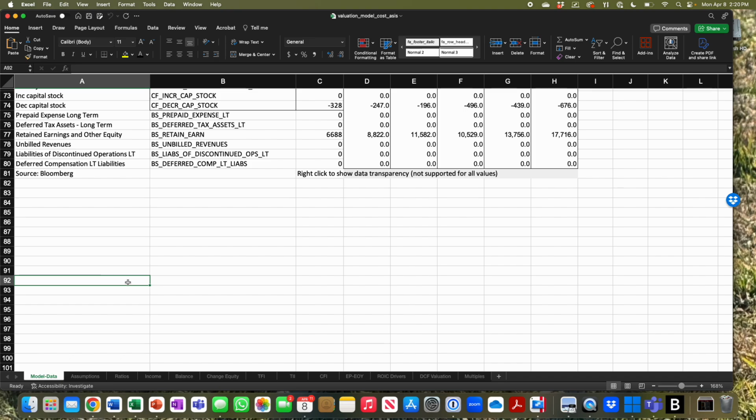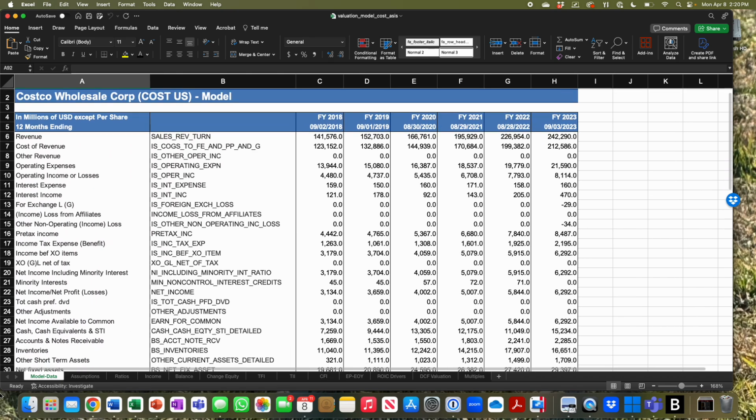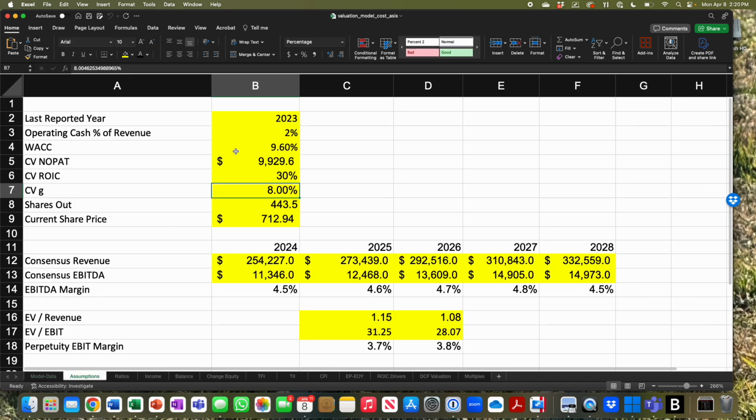So back to this. We put in our data, make sure the CFI balances, then check your last reported year, which is 2023, and start going to the assumptions update. Last reported year, 2023.